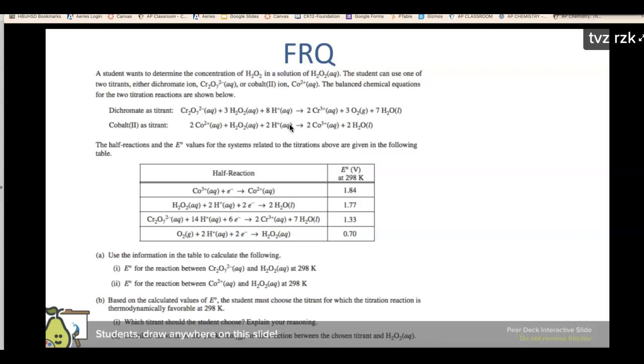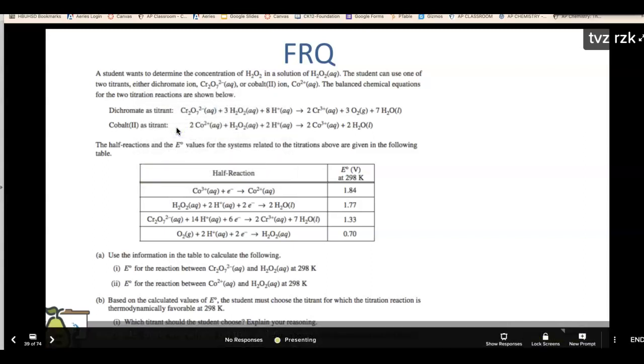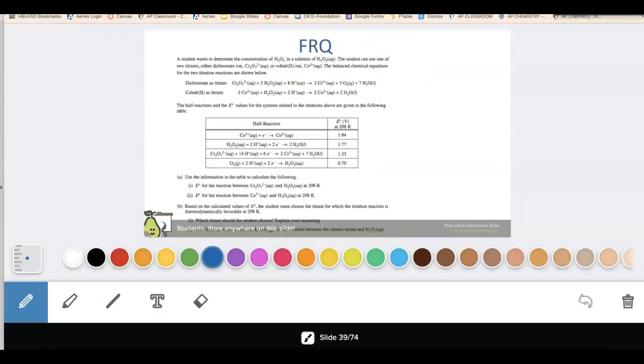So you have these half reactions right here, and they ask you to use the information to calculate the dichromate one, as well as the second part, the cobalt one. So we're going to look at these separately. Okay? So let's look at the dichromate one. Now let's review how we assign oxidation states, because it's needed.